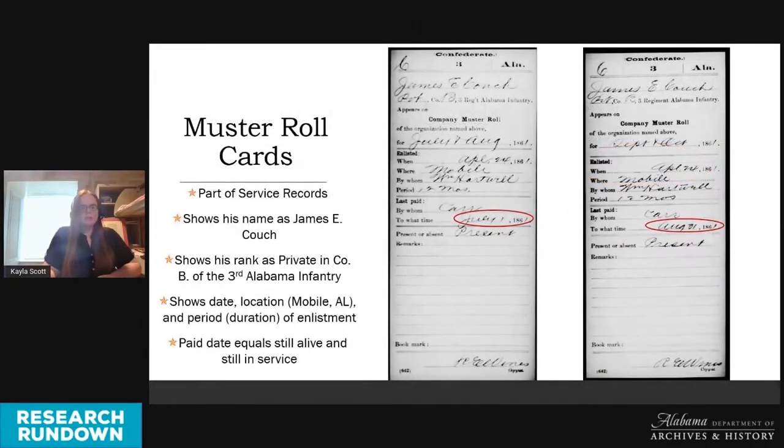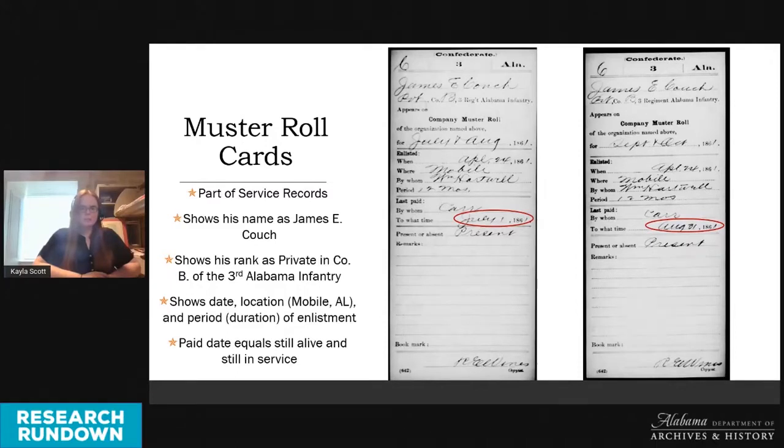Here are two examples of muster roll cards. These cards are part of service records files that exist on Fold3. These show the soldier's name as being James E. Couch and provide his rank, company, and regiment information as being a private in Company B of the 3rd Alabama Infantry. The records also show the date and location of his enlistment as being April 24th, 1861, in Mobile, Alabama. The period or duration of service is stated as 12 months.